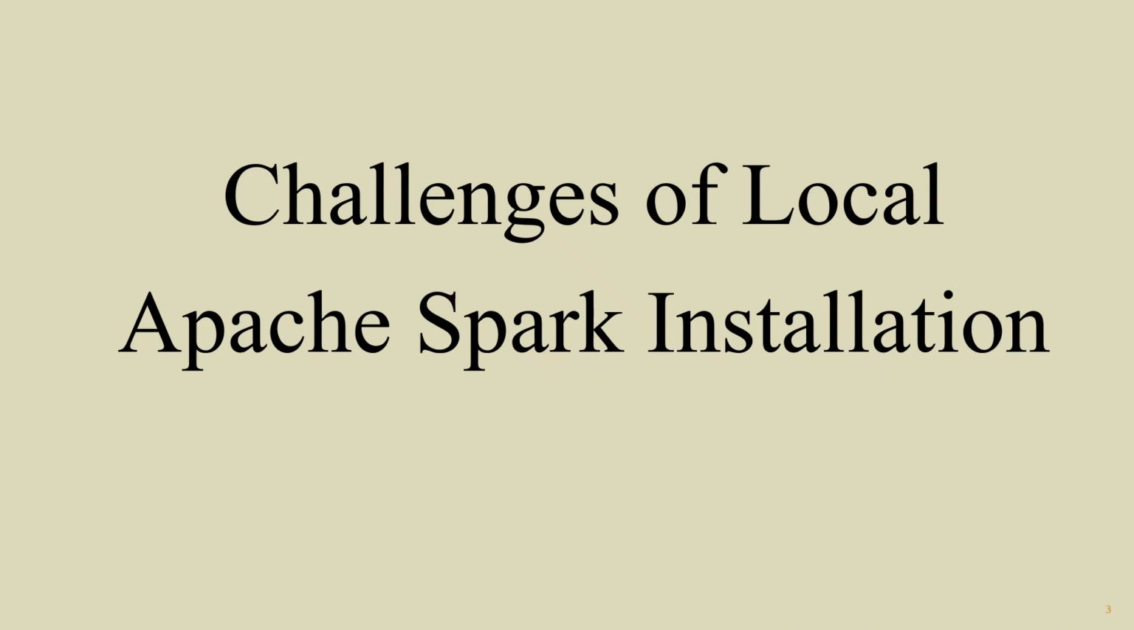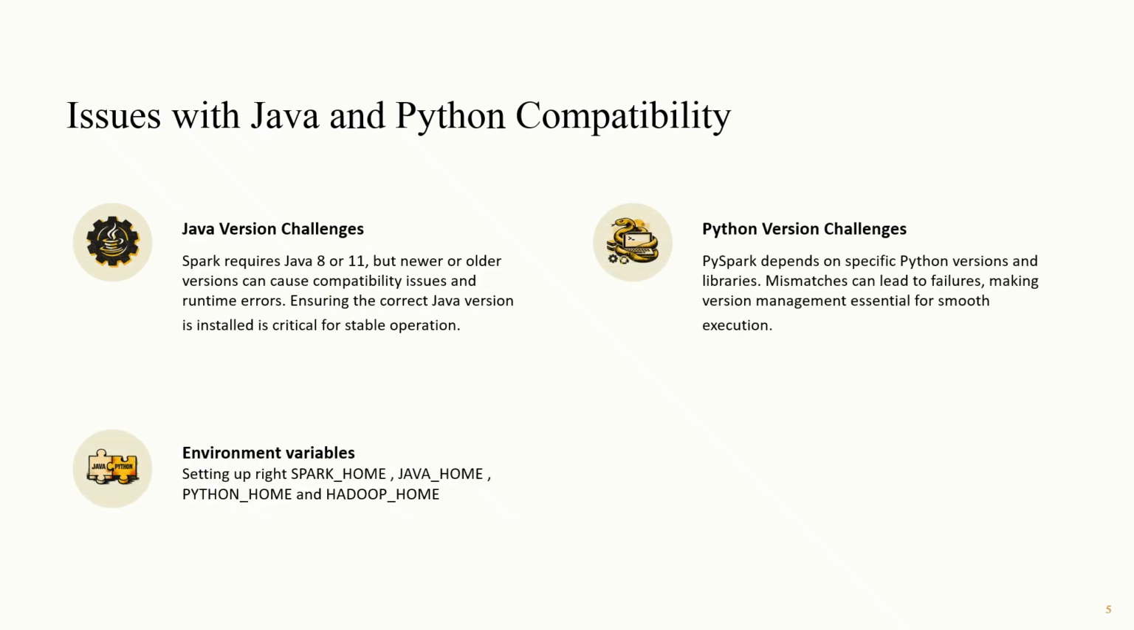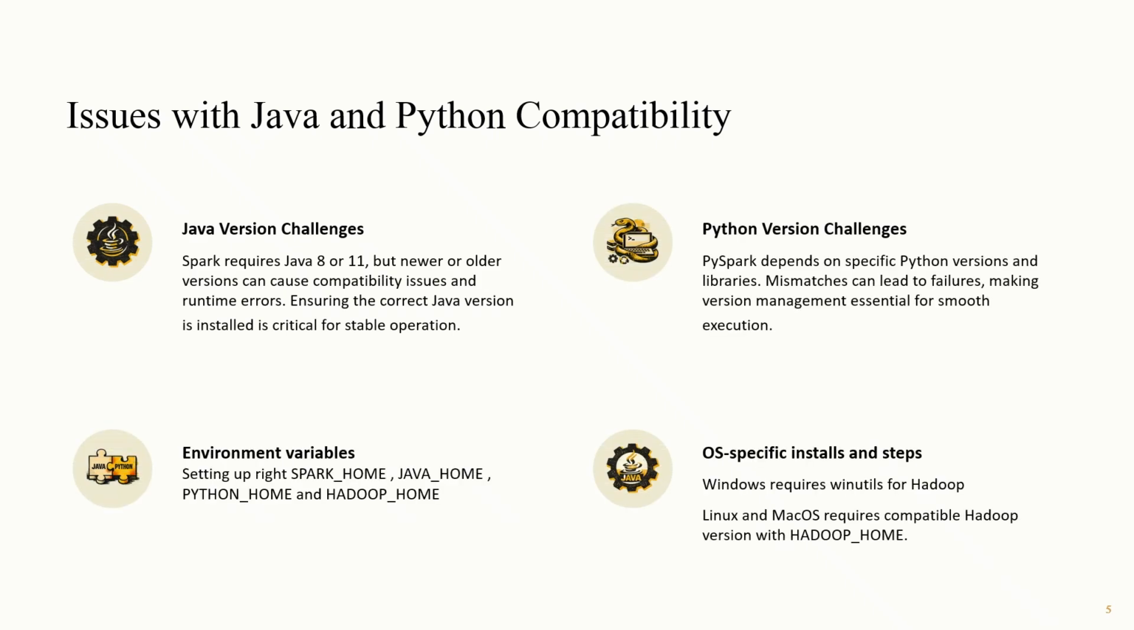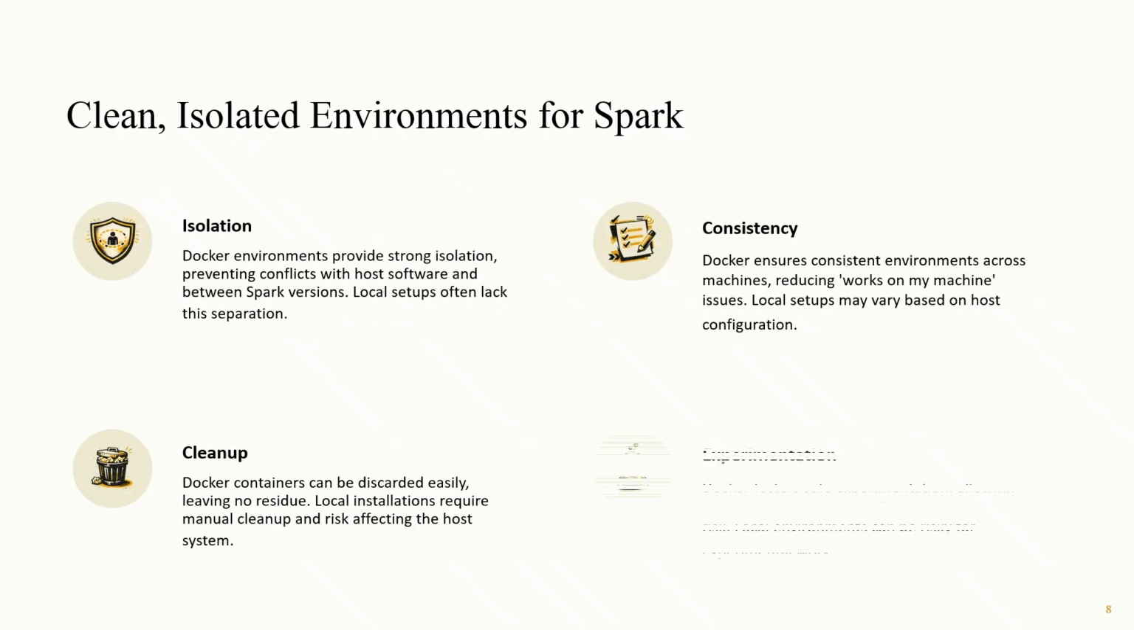If you have ever tried installing Spark locally, you know the pain. Java version issues, Python mismatch errors, environment variables, and many others. It gets messy very fast. In this video, I will show you how to run a full Spark cluster in Docker in just a few minutes. It's clean, isolated, and production style.